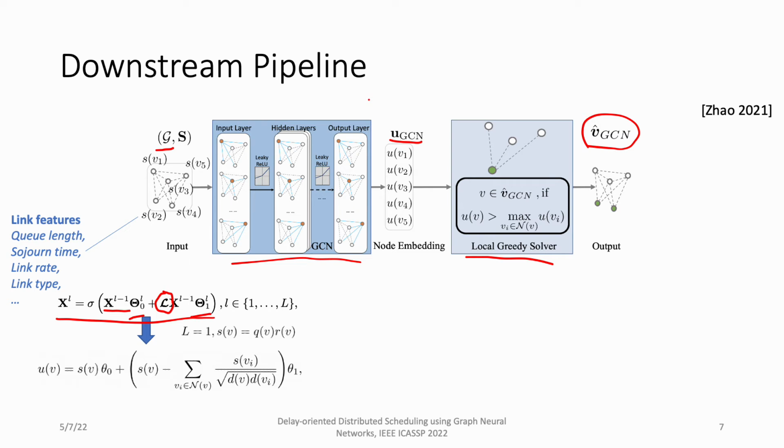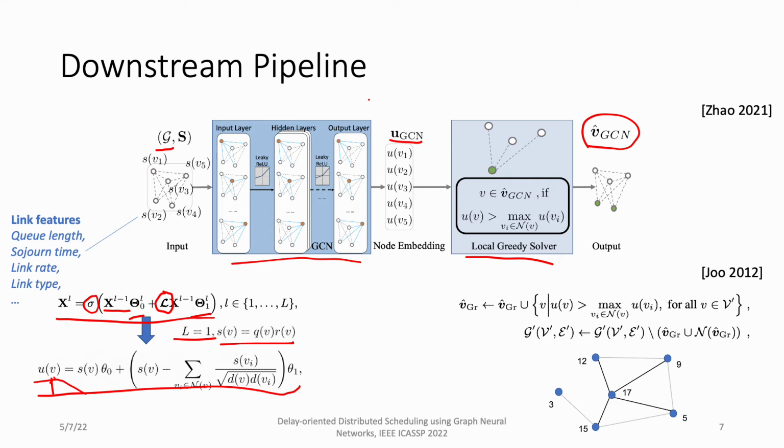And this we have this sigma as the vertex-wise acceleration function. And this GCN can be implemented in a fully distributed fashion. Here we have an example of one layer GCN with a scalar node feature, which is the product of queue length and link rate. So at a particular link or particular vertex, the output can be expressed in this equation.